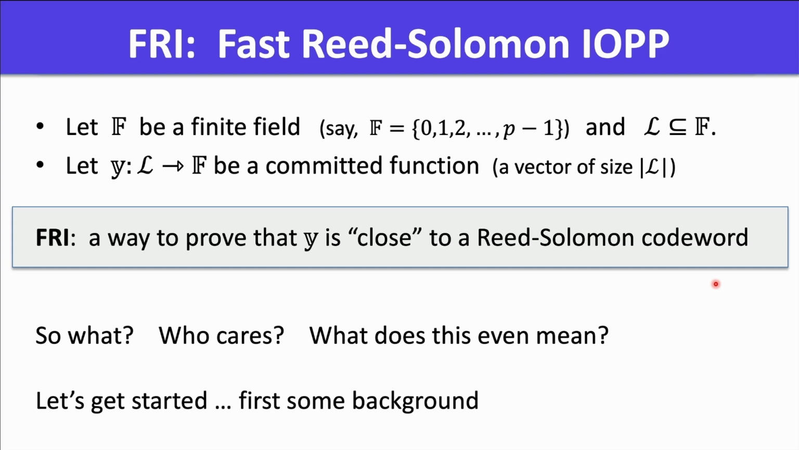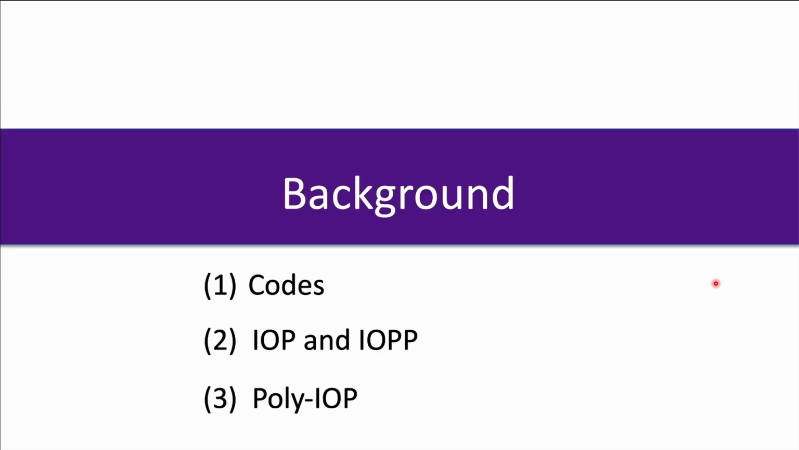So let's get started. As I said, there are lots of beautiful ideas in this area. But before I actually show you what FRI is, I have to give you some background. Let's start with background material on what are codes, what is an interactive oracle proof, and what is a polynomial interactive oracle proof. I'll try to go through this material quickly, but of course you have the slides and you can view them later if you want to review anything I said.